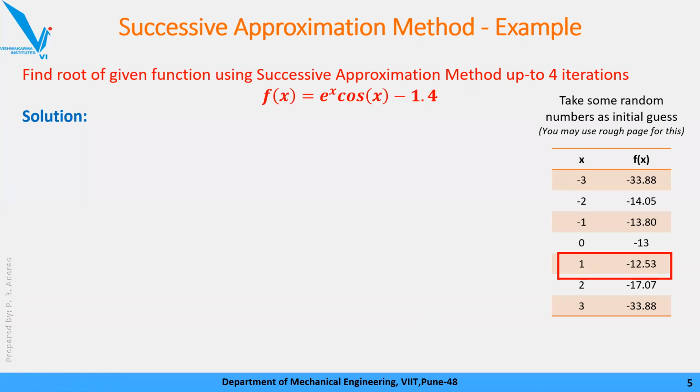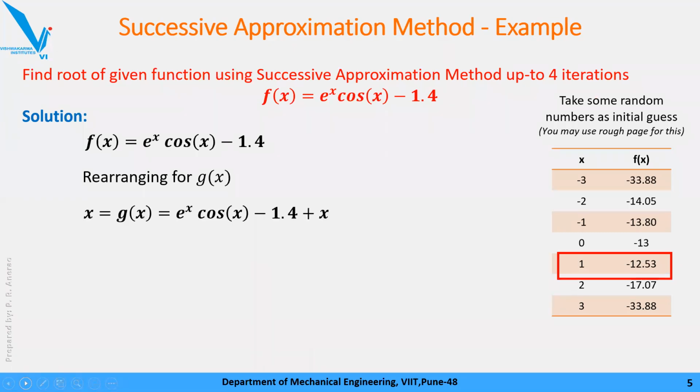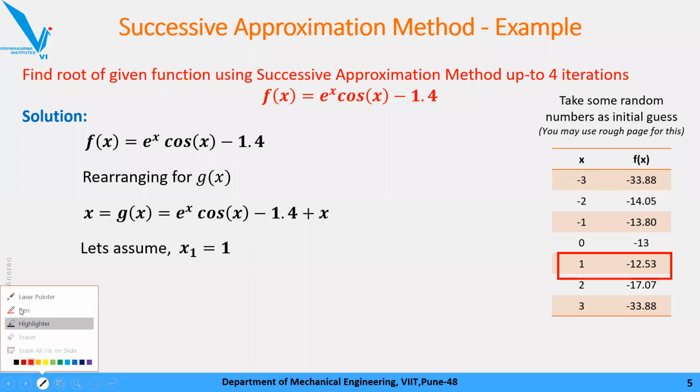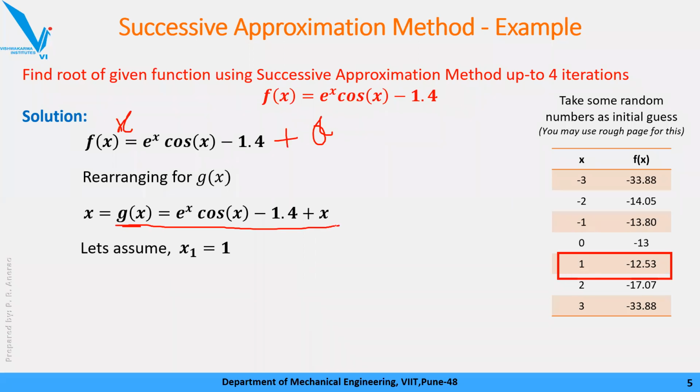We'll now start working on our successive approximation method. So this is your function of x. Rearrange the function of x so that I get g of x. I'll use the simplest way: I added x on both sides, this side and this side also. So I got x equal to, which is now our working governing equation, g of x equal to e raised to x cos of x minus 1.4 plus x. This is g of x.